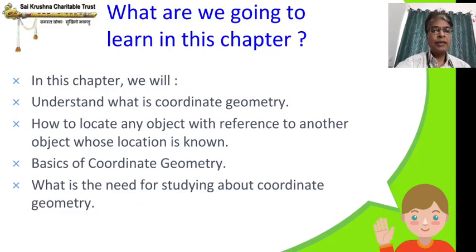In the last chapter, in Heron's formula last part, I told the brief need for studying coordinate geometry, but in this chapter we will thoroughly discuss it. Most likely it will be towards the last or the last but one part. Initially we will first understand what is coordinate geometry, then try to locate any object with reference to another object whose location is known, and then read about the basics of coordinate geometry. Once we do all these things, we will be able to understand coordinate geometry. After that we will take up why we are studying coordinate geometry.